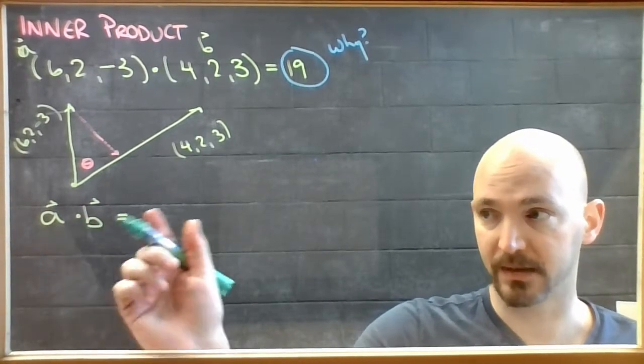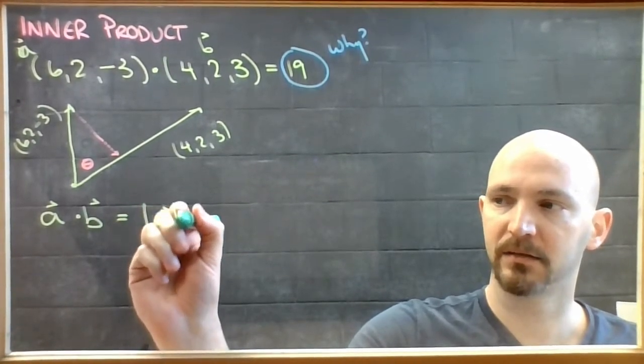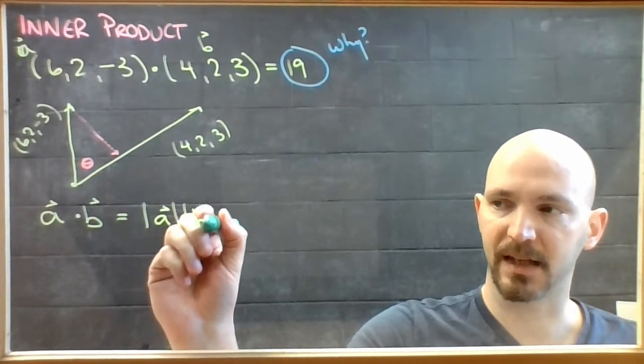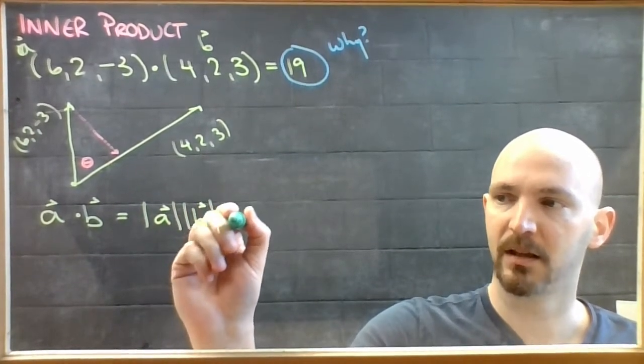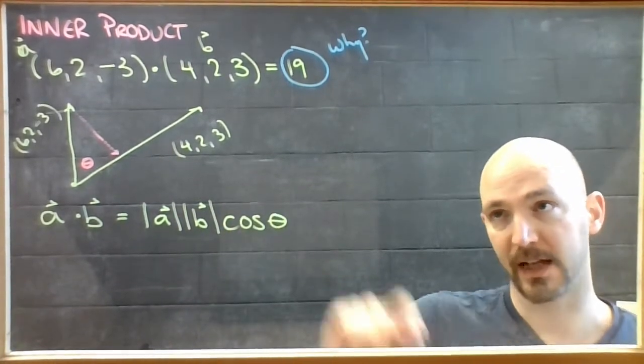That product is giving you the size of A multiplied by the size of B multiplied by the cosine of the angle between them. That's what this number is.